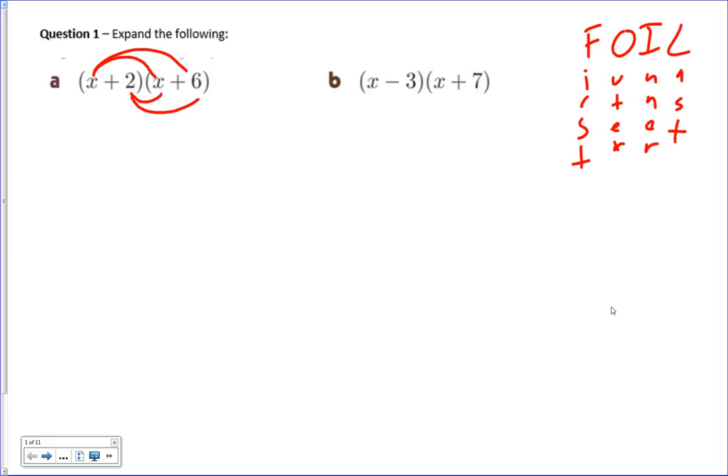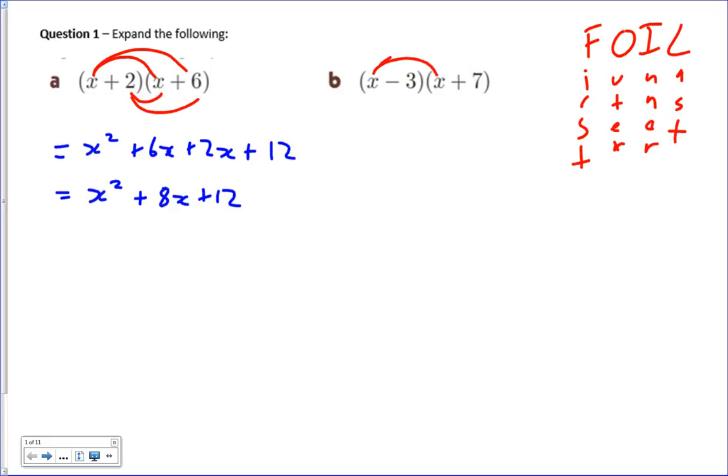So when we do that expansion, we've got x squared plus 6x plus 2x plus 12. If we collect like terms, it's going to be x squared plus 8x plus 12. Again, for the second one, first, outers, inners, last. So we're going to have x squared plus 7x, take 3x, take 21. So it's going to be x squared plus 4x, take 21.